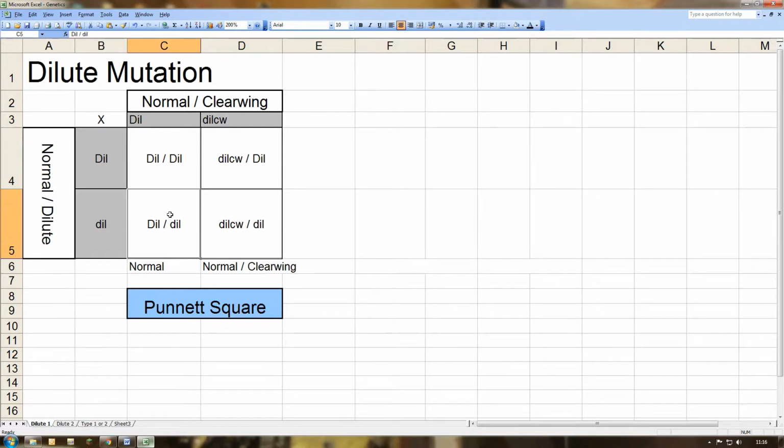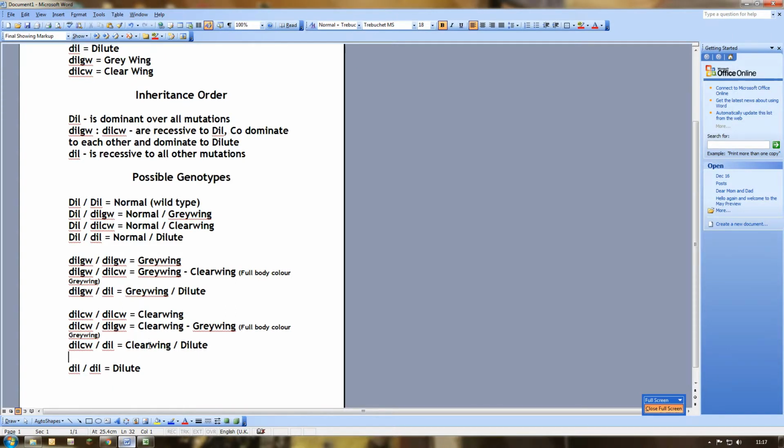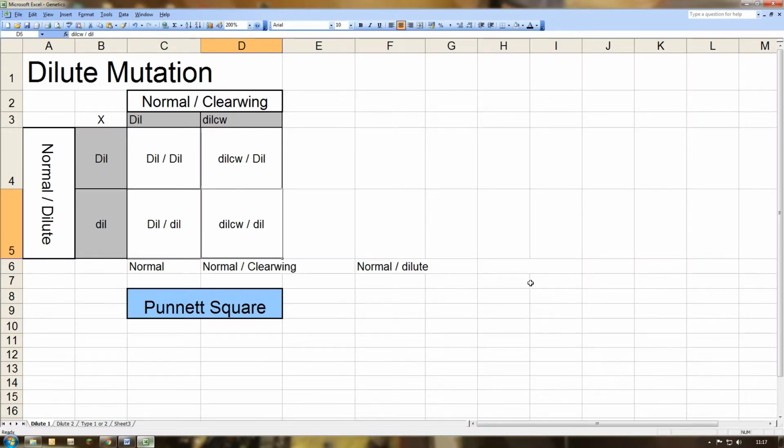So down here, once again, we contain one of the non-mutated wild type genes, so we know that its phenotype is going to look normal, and this time it's going to be split for the dilute gene. And the final one here is slightly different, because in this case it's not inheriting any of the non-mutated wild type genes. In fact, it's inherited one of the mutated clear wing genes and one of the mutated dilute genes. Once again, if we remember back, we know that the clear wing gene is dominant over the dilute gene, because dilute is recessive to all other types of genes. So in terms of that bird there, what we will end up with is a clear wing split dilute.